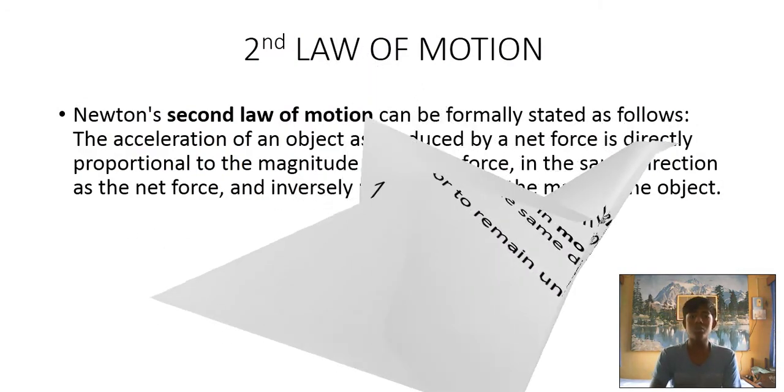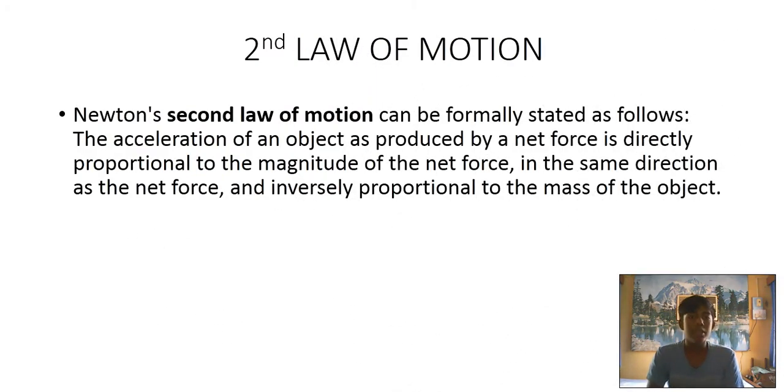Okay, so to the second law of motion. Newton's second law of motion states that the acceleration of an object as produced by a net force is directly proportional to the magnitude of the net force, in the same direction as the net force, and inversely proportional to the mass of the object. This is a complex definition. We can derive everything, all the definitions, all the formulas, from the formula F = ma, that is, force is equal to mass into acceleration. Okay, so now let's go to the third law of motion.